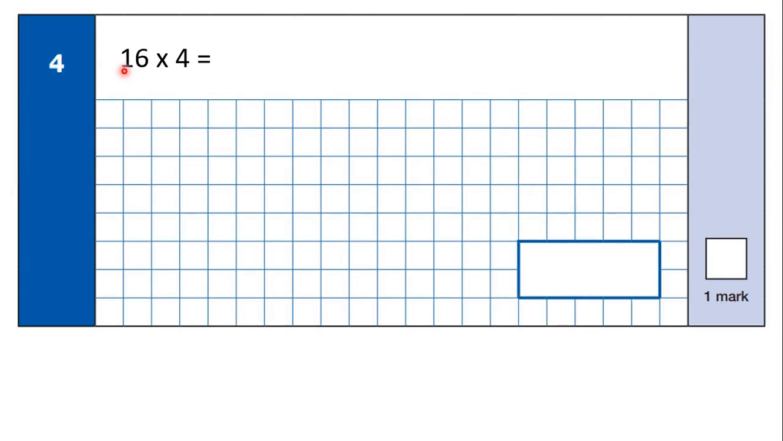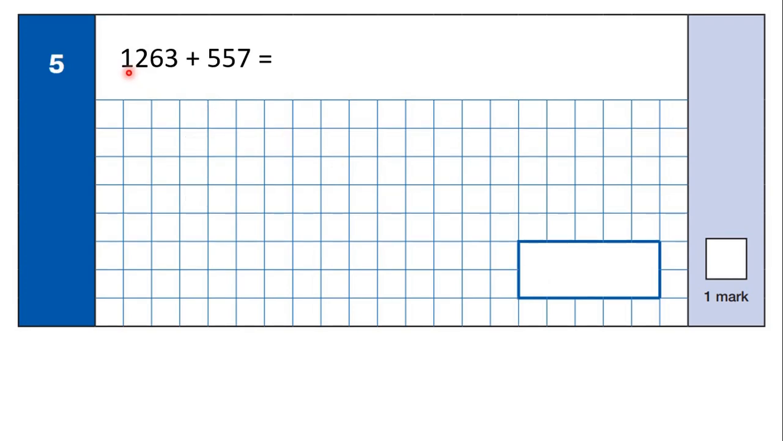Question 4, 16 times 4. We can set this out as a column multiplication. 6 times 4 is 24, so 2, 4. 1 times 4 is 4, plus 2 is 6, so our answer is 64.